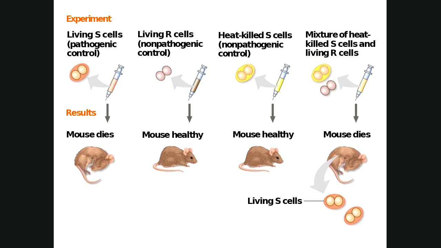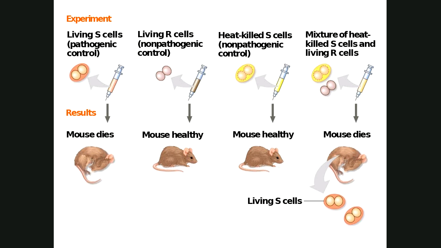Now, the last one is really where he lent us evidence about what genes can do and how they store information. He mixed the heat-killed S and the living R together, and the mouse dies. Neither one of those should have killed the mouse, and when he cut open the mouse, he noticed that inside were living S, which he did not inject.